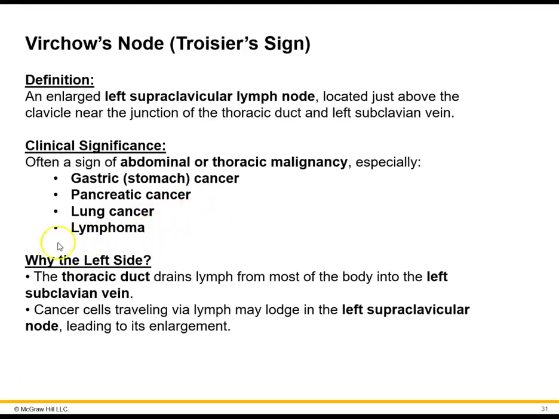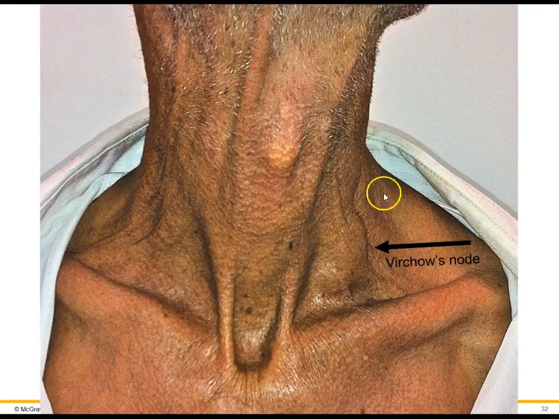lymphoma. Why is it on the left side? Well, remember, the thoracic duct is there, and the thoracic duct drains lymph from most of the body into the left subclavian vein. Cancer cells traveling via the lymph may lodge in that left supraclavicular node, and that can lead to its enlargement. And here is an example of Troisier's sign or Virchow's node.